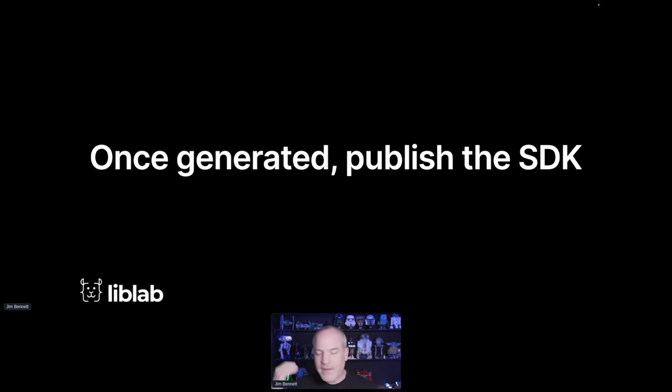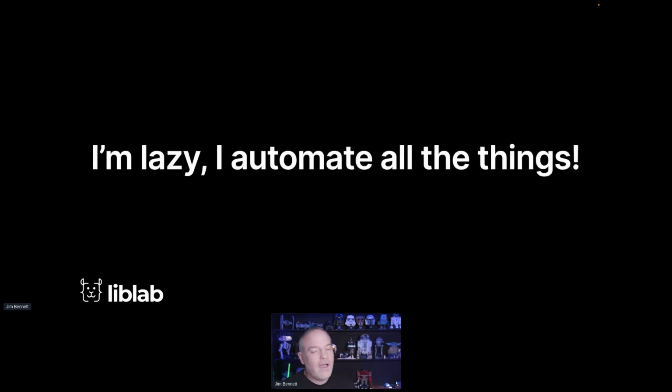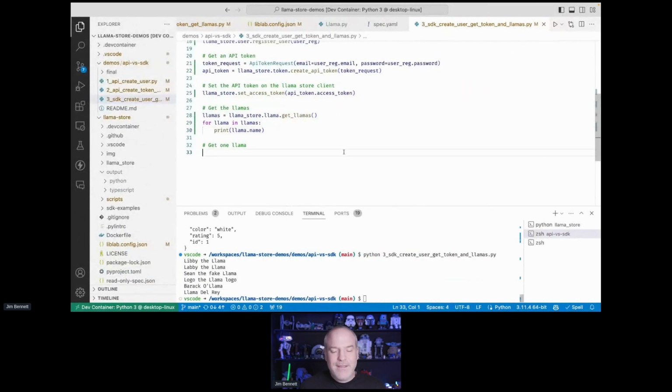And stick it up on GitHub for everyone to use. And once again, I'm lazy. I automate all the things. I'm not going to publish this myself. I'm not going to just copy the code to GitHub. I'm going to get a tool to do it for me for that kind of better developer experience. And the tool in question is liblab. There's a PR command on liblab, and that will take my code and put it in GitHub.